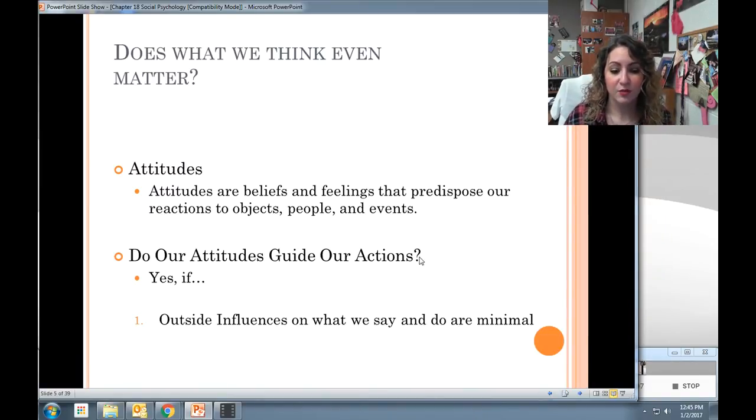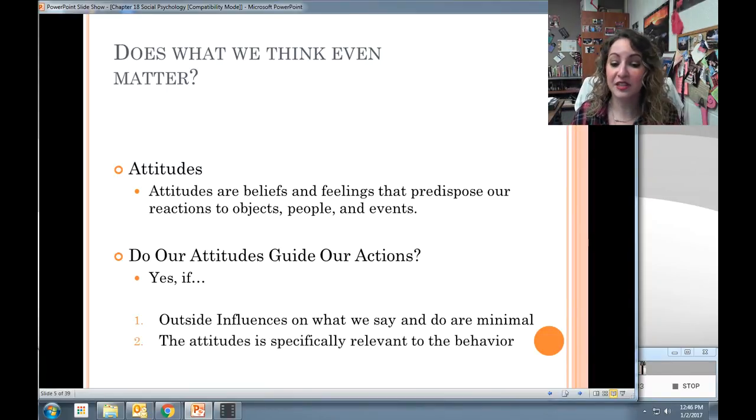So the outside influences on what we say are minimal. So if you believe that cheating is wrong, but there are outside influences that put pressure on you to cheat, even though you hold the idea that cheating is wrong, that might not guide your actions. It only guides your actions if you believe that to be true and no one's pressuring you to go against that.